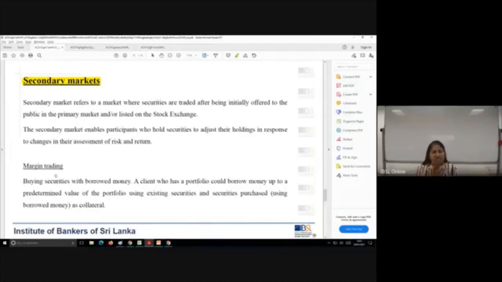But one of the significant features in the secondary market is margin trading. What is margin trading? Margin trading is buying securities using borrowed money. So simply what happens here is, let's assume I am already an investor. I have a portfolio which is rupees 1 million worth. The entire rupees 1 million has been invested in the stock market. It's all in the form of stocks. I don't have anything in cash with me.